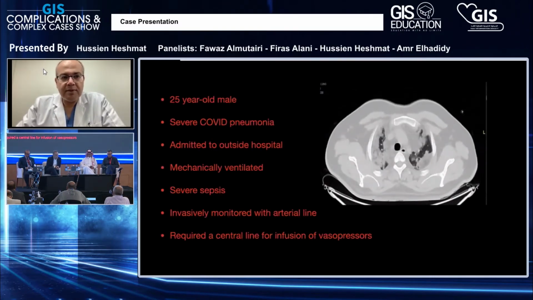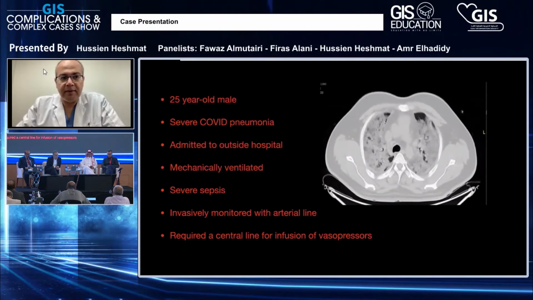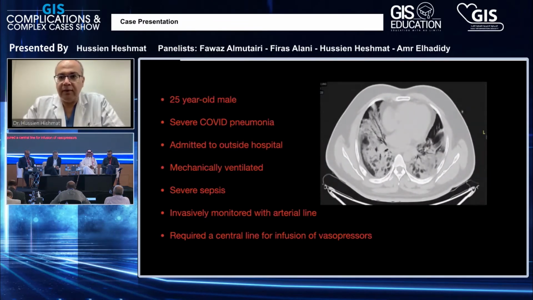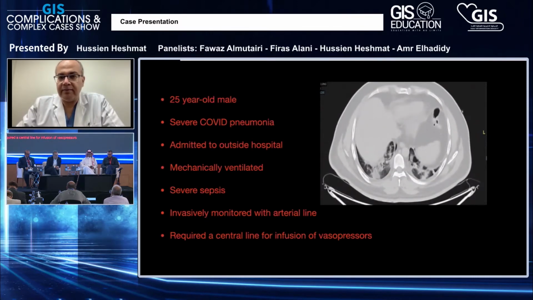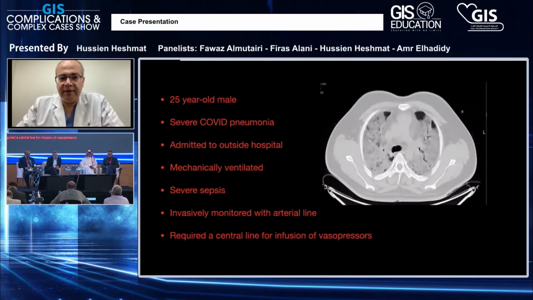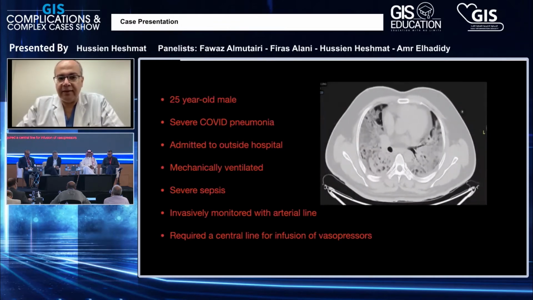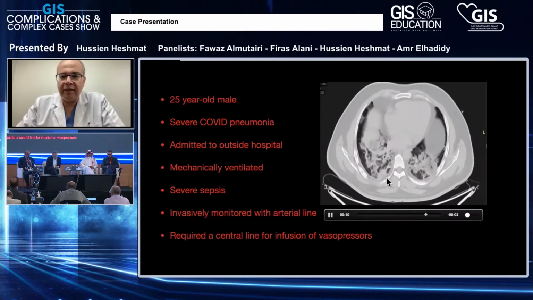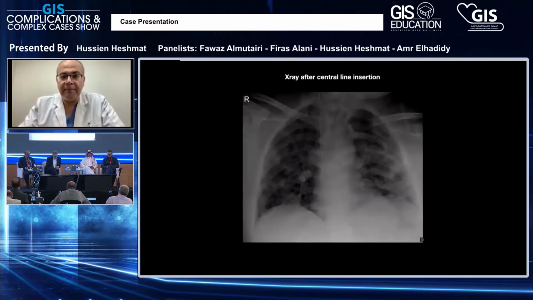So the first one was actually a patient from another hospital, 1 year ago, 1.5 years ago, during the COVID peak. The patient had severe COVID pneumonia, was mechanically ventilated, had severe sepsis. He was monitored invasively, and he required a central line in that hospital for the infusion of vasopressors. You see these ugly images that we hope we don't see again.